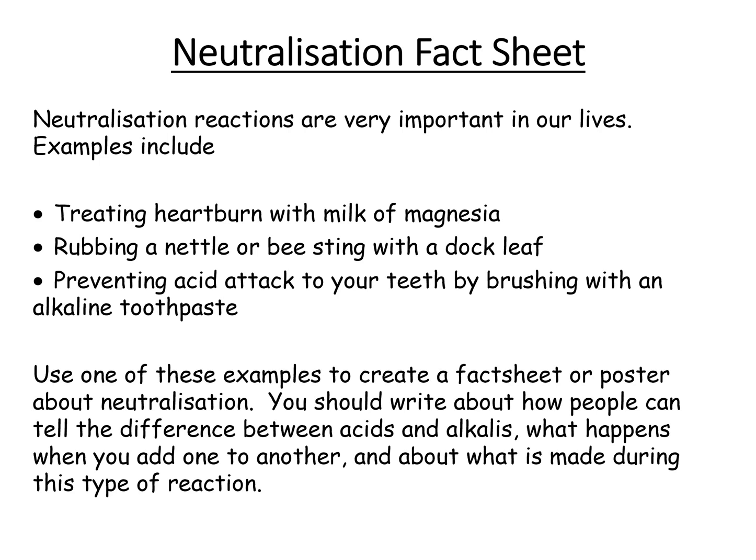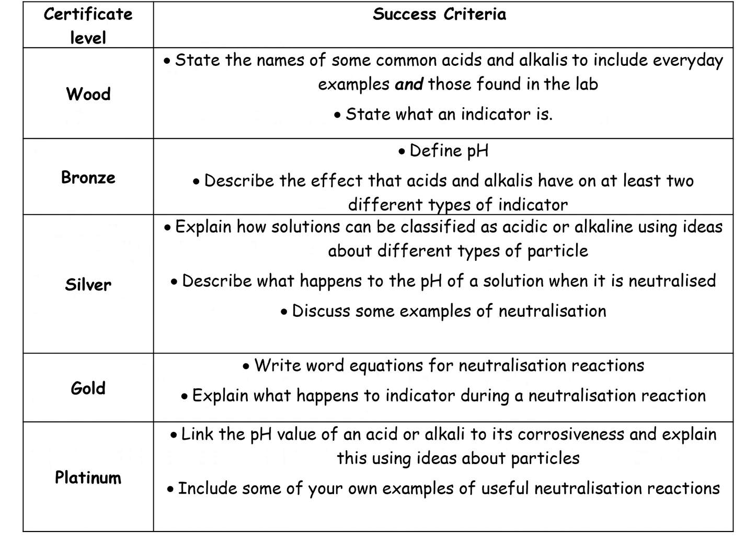Now you need to write about how people can tell the difference between acids and alkalis, what happens when you add one to another, and about what is made during this type of reaction. So I have some success criteria for you, and this is in your booklets as well. So for the most simple level, which you've got as wood, you would state the names of some common acids and alkalis to include everyday examples and those found in the lab. You would also state what an indicator is.